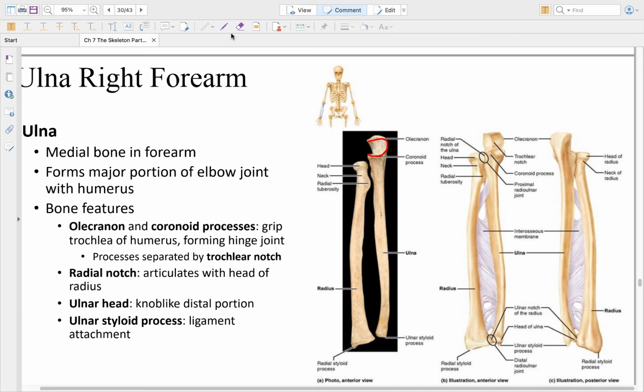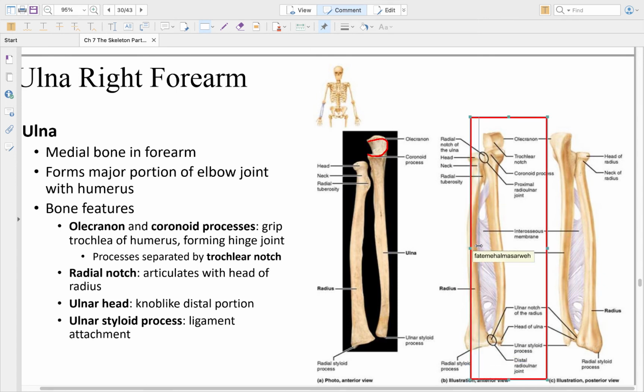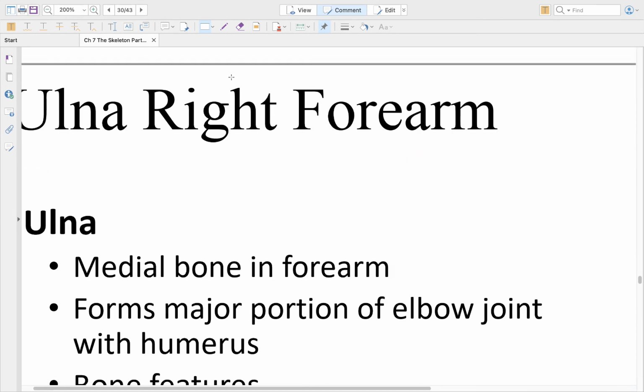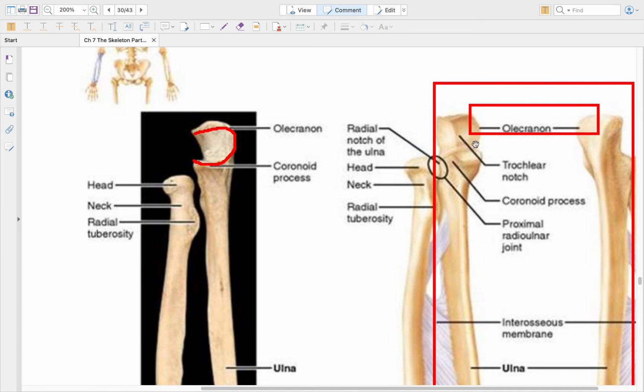All right, isolating the ulna. There we go. Now I want to kind of disregard the radius for a second and just focus on the ulna from both angles. We'll start from the top. Olecranon. That's this part that hooks into the olecranon fossa. The trochlear notch. See this line right there? See that little line? That's the trochlear notch.